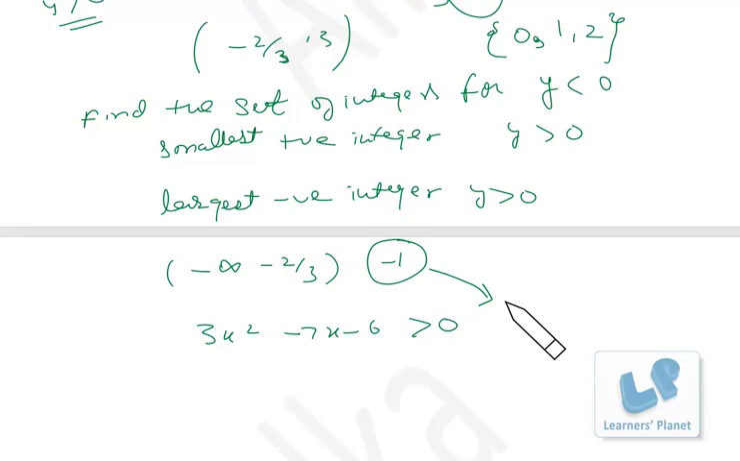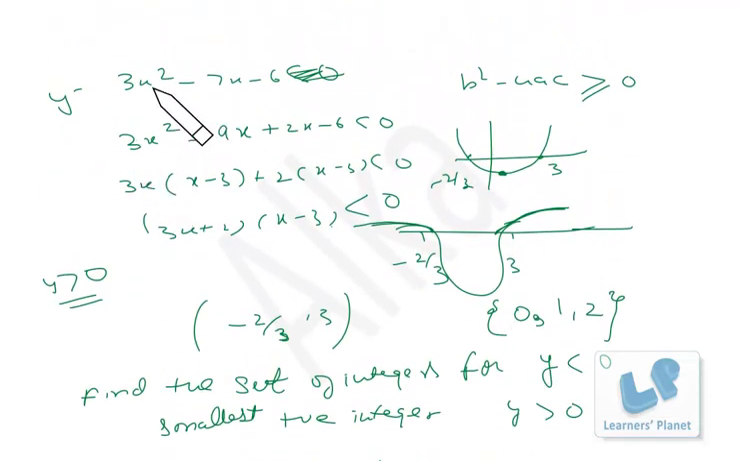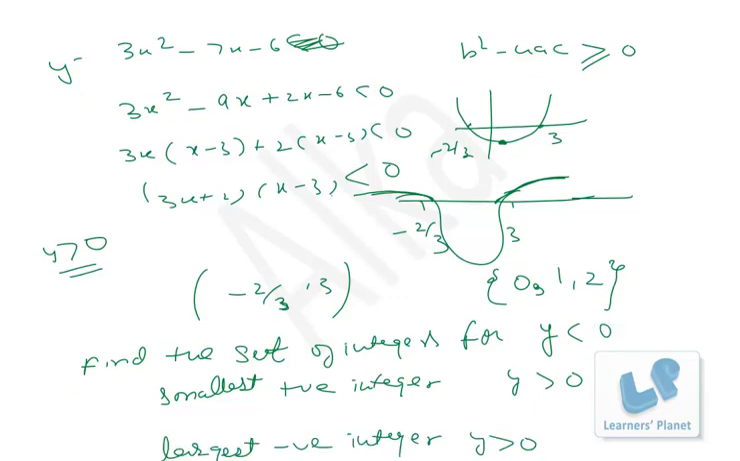So for a single question, we started with this expression and did so many problems based on it, right? We found in which range it is less than 0, in which range it is greater than 0, the set of integers, smallest positive integers, largest negative integers. All the problems we have done on a single expression. I just wish to give you the idea of how the questions are framed. If you are conceptually clear, you can do all the questions very easily, right?